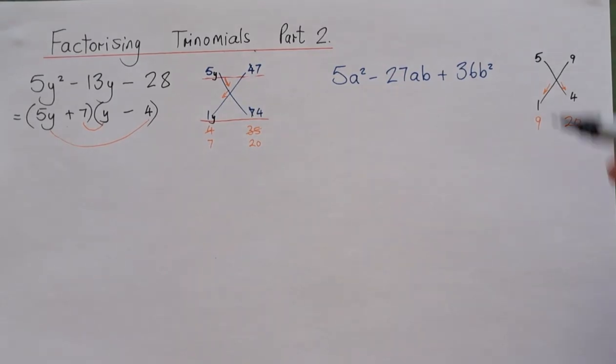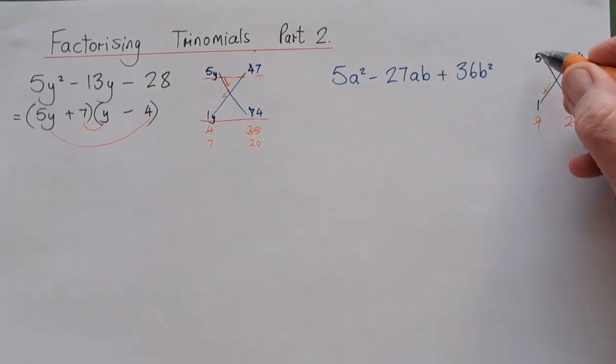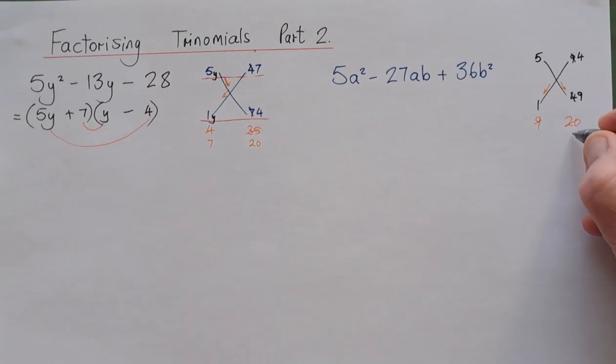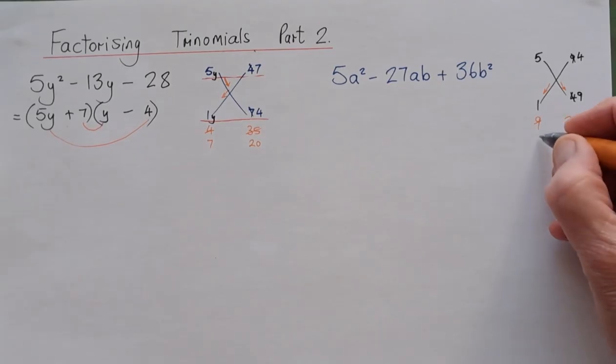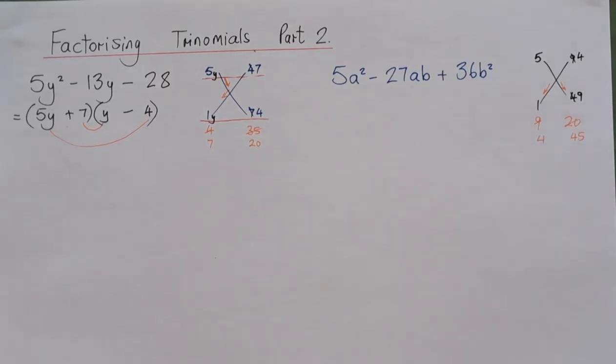So let's try, first of all, just flipping those two around. 4 times 9. So multiplying down the arms now, 5 times 9 is 45, and 4 times 1 is 4. We're even further away from the answer. So what we need to do now is try and find another combination that can give us 36.